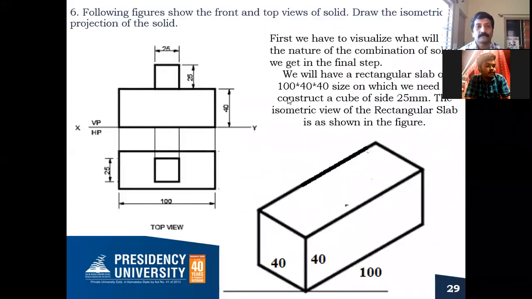So this is almost the type we have discussed in the last class. Let me give you, we'll go a little fast, this example. The following figure shows the front and top views of the solid. Draw the isometric position of the solid.